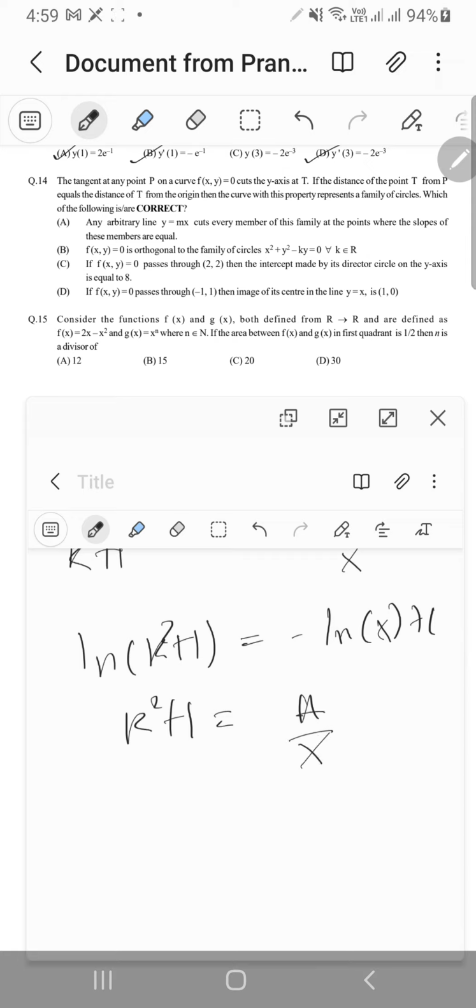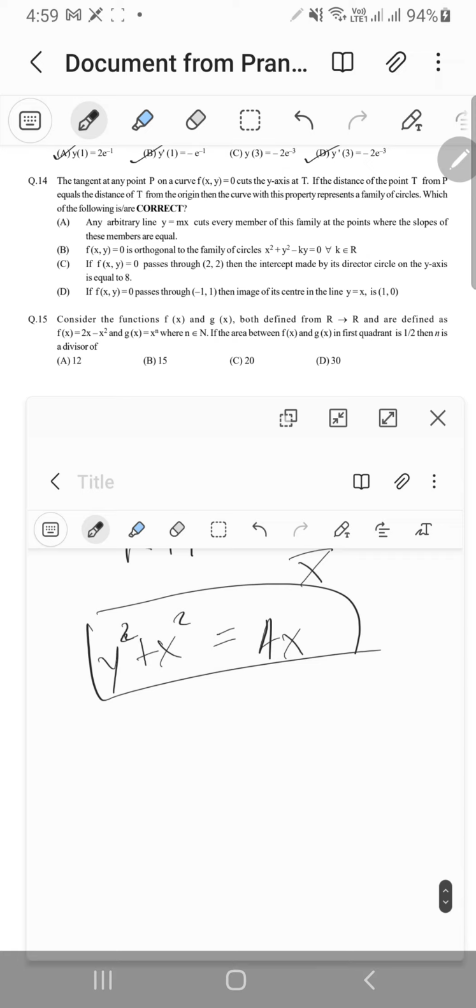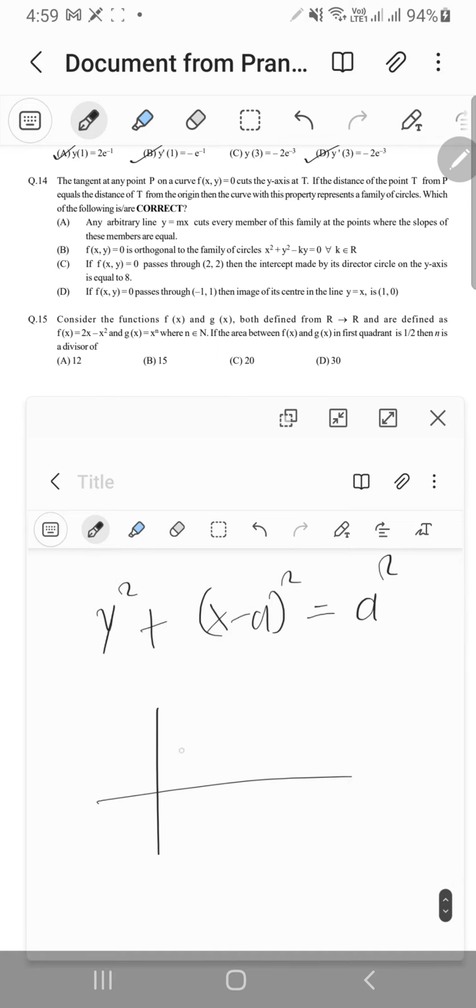Yeah, and k is just y squared upon x, so it's like y squared plus x squared equal to a times x. That's right, it's actually a family of circles. So y squared plus x squared minus ax equal to 0. Instead of having ax, I'll just say it's 2 small ax. So y squared plus (x minus a) squared equal to a squared. Cool. So it would be something like this.